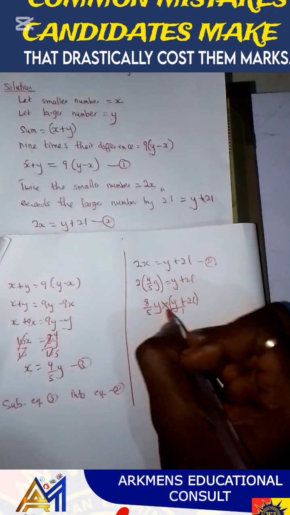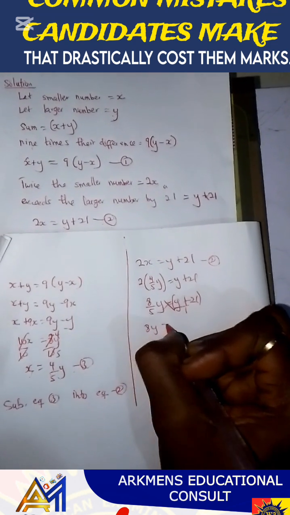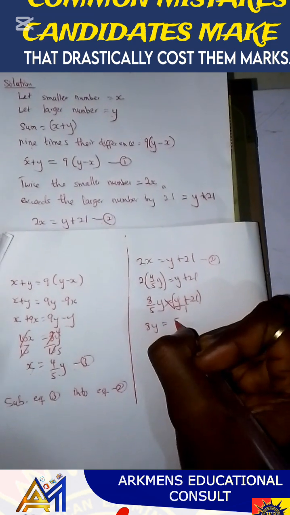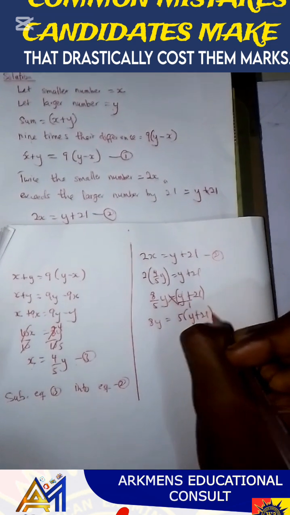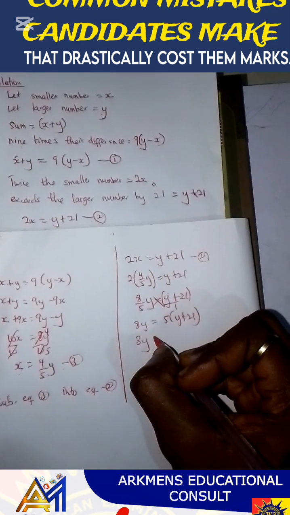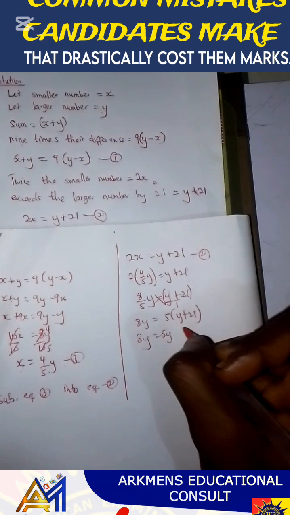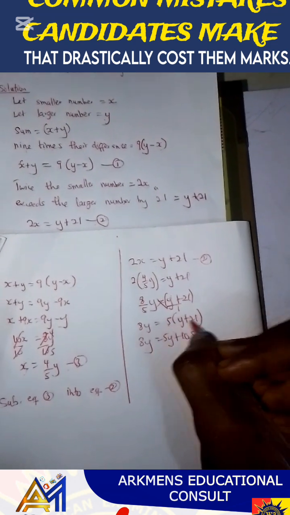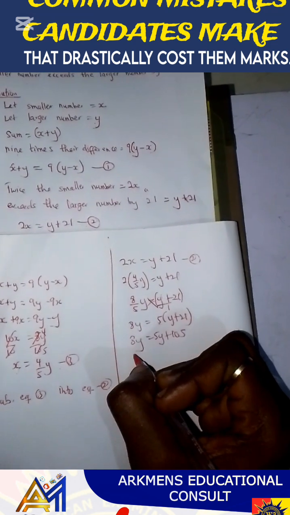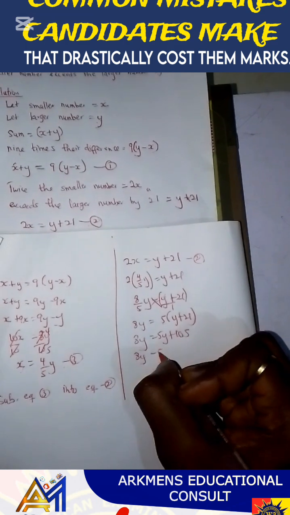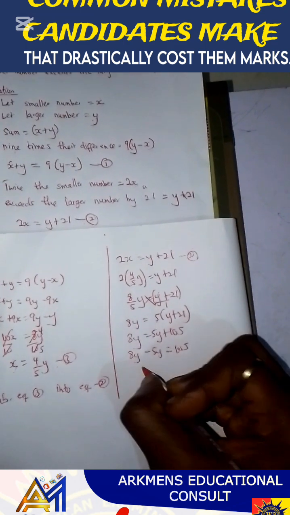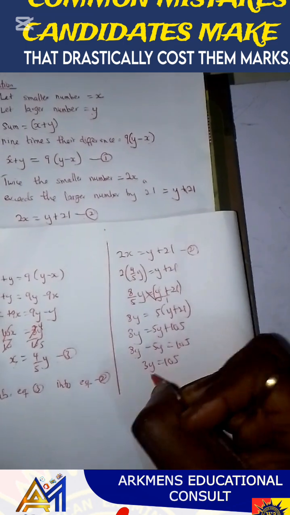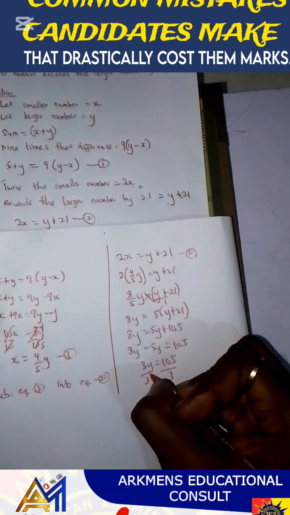So 8y will multiply with the 1, which gives you 8y. Then this 5 we can multiply with the one up here, which becomes 5 into bracket y plus 21. So 8y equals 5y plus 105, because 5 times 21 will give you 105. So you group like terms. 8y minus 5y is equal to 105. So 3y is equal to 105. So we divide both sides by 3.